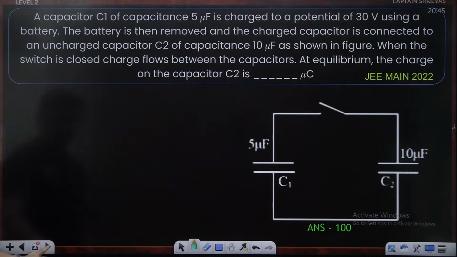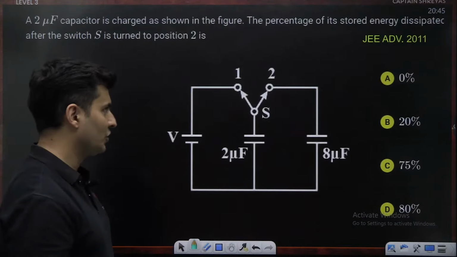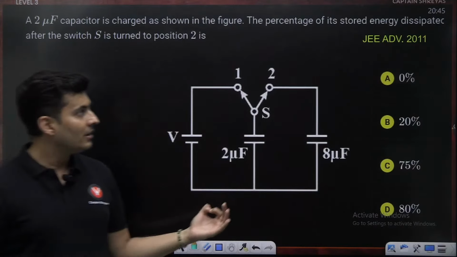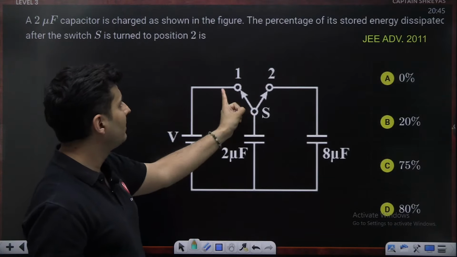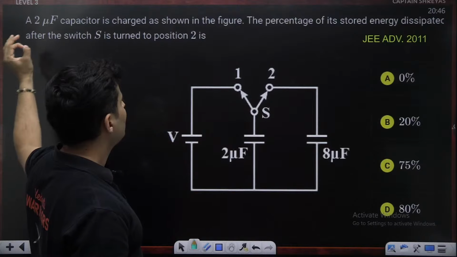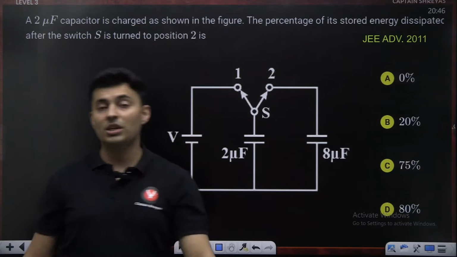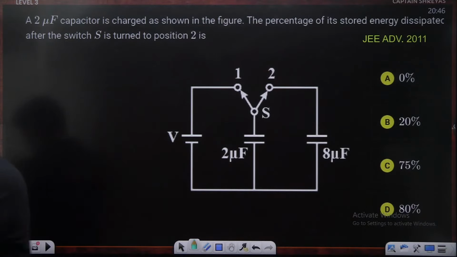Perfect. Let's go to the next question coming up on your screen. This is a JEE Advanced question, level 3, asked in 2011. There is a switch which you move to position 2. The question is the percentage of its stored energy which is dissipated after the switch is turned to position number 2. Very nice question. Okay, let's try to do this.